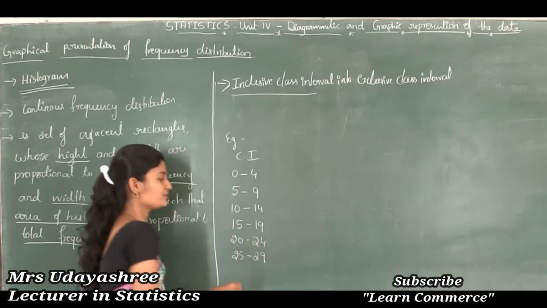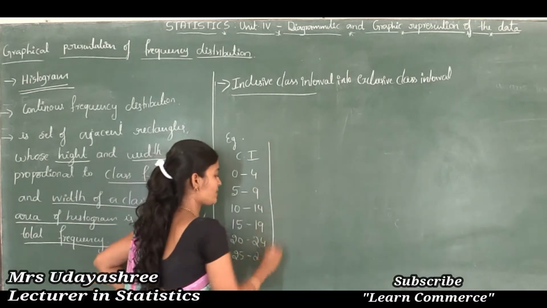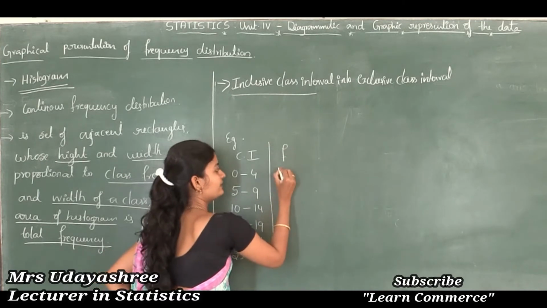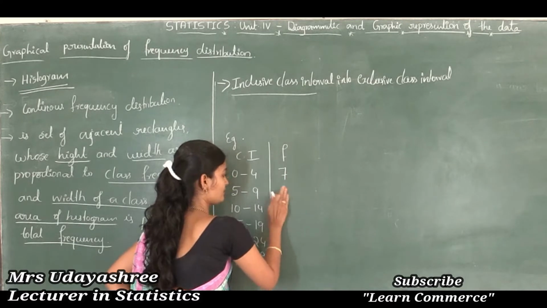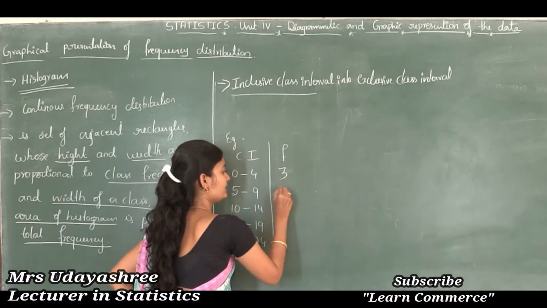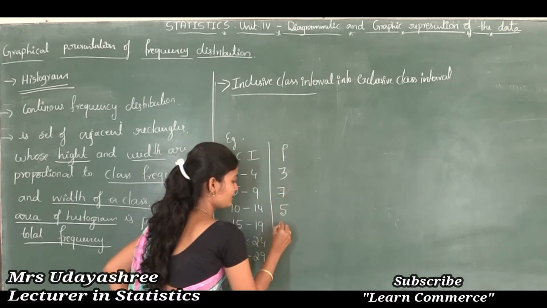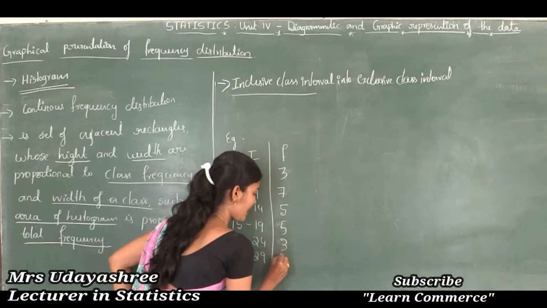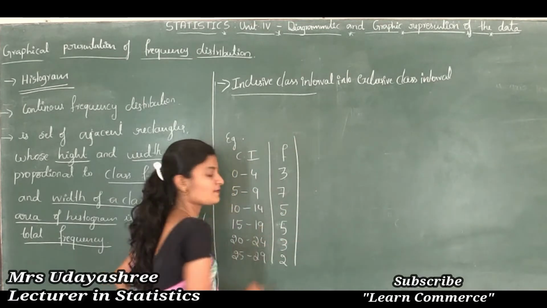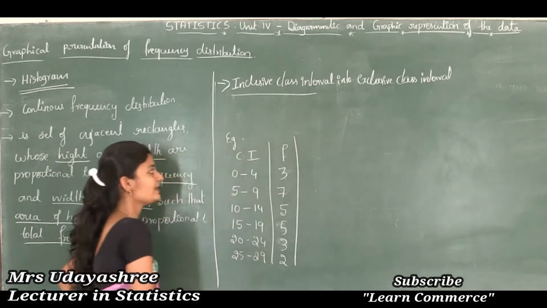See, this is an inclusive class interval. Here the corresponding frequencies, I will take 7, 3, 5, 3, 5, 3 and 2. See, these are the corresponding frequencies for this inclusive class interval.